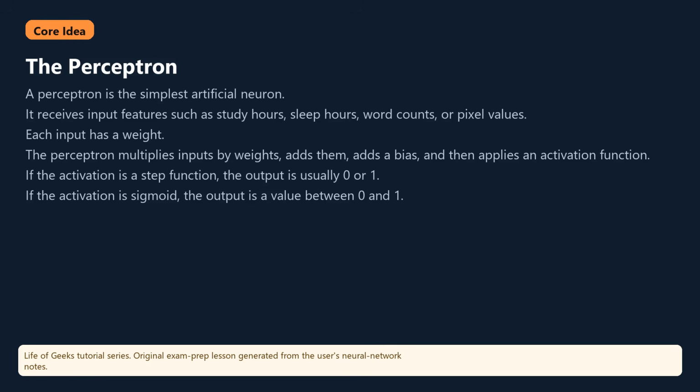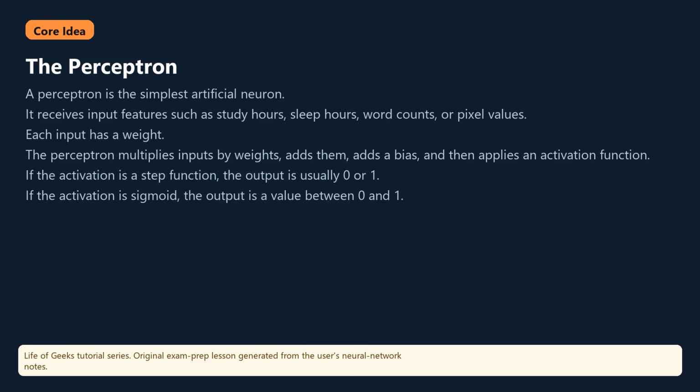A perceptron is the simplest artificial neuron. Imagine a small decision machine. It receives input features, such as hours studied and hours slept, or the number of times a word appears in a sentence. Each feature is multiplied by a weight. The results are added together, then a bias is added. This produces a score often called Z. The score is passed into an activation function.